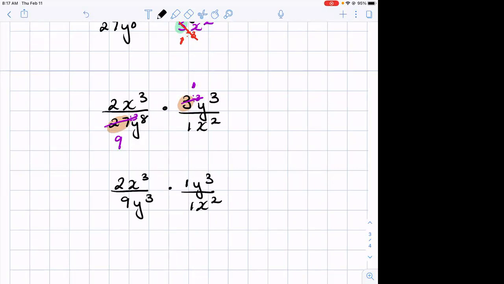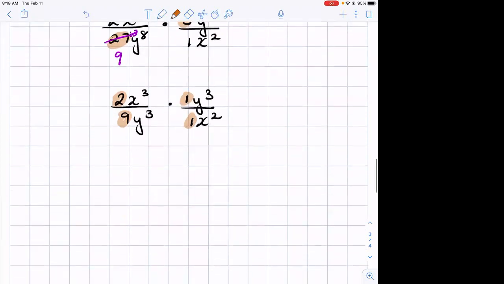There's no number that can be simplified anymore, right? There's a 2 in the top. There's no multiple of 2 in the denominator. Okay? So 2 doesn't go into 9. 2 doesn't go into 1 evenly. And then there's a 1 in the top. There is no 1. So we can rewrite this without the 1's. So this is 2x cubed over 9y cubed times y cubed over x squared, because we don't really need to write these 1's here.